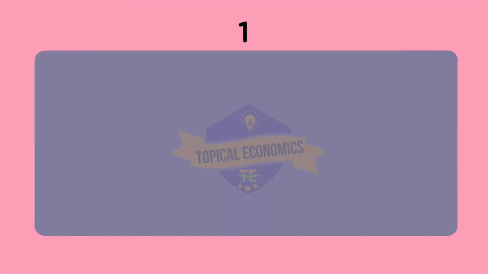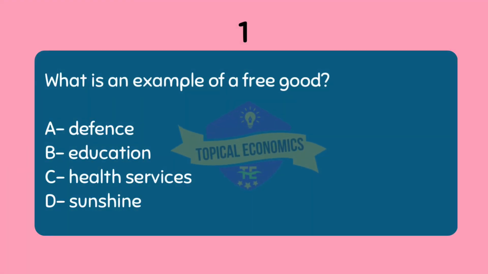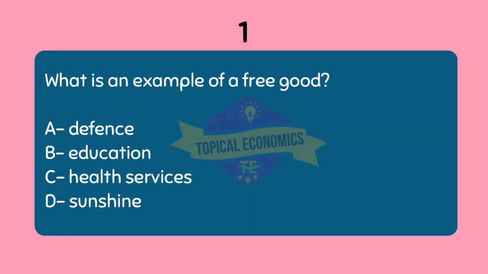Starting with the first question. What is an example of a free good? A. Defense. B. Education. C. Health services. D. Sunshine. This question is from your 2022 May-June version 2 paper. The correct answer for this question is Option D.